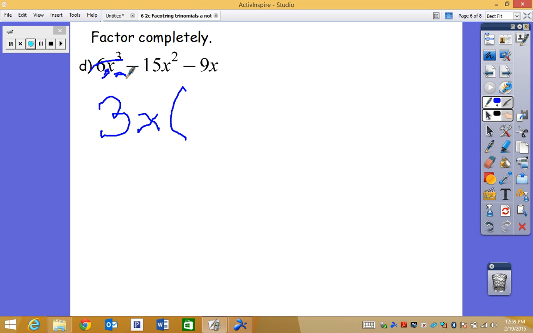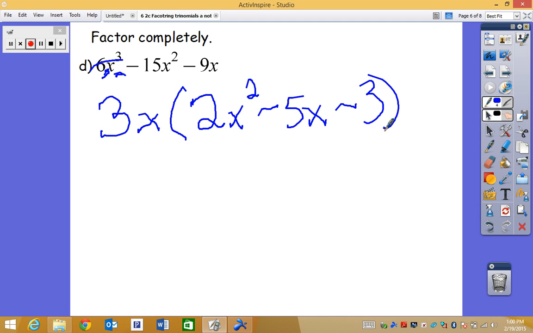I'm dividing everything by 3x. So here I'll be left with a 2x squared minus 5x minus 3. It's a little messy, but next, find factors of 2 and factors of negative 3, so negative 1 and 3 and negative 3 and 1. Now I want the products of the outsides plus the product of the inside to give me negative 5.